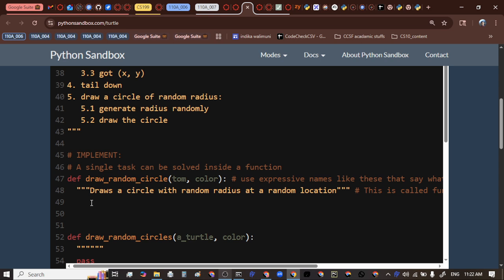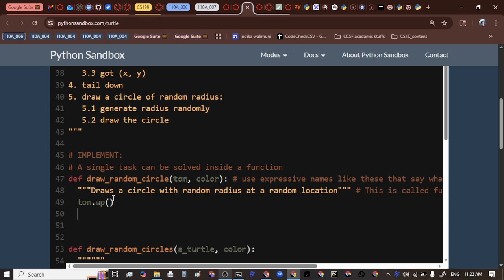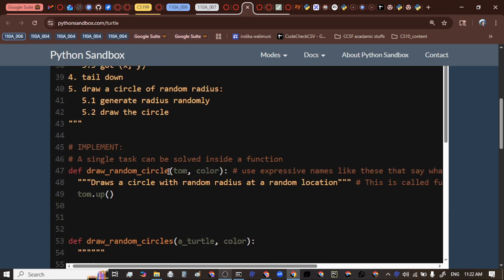Input, yeah. So I'm also passing the turtle usually. Yeah, that's turtle. Tom is turtle. Yep, pen up, right? So Tom dot up, right? Dot up. Then this one, right? So go to random location.